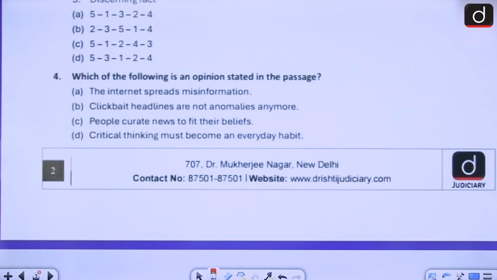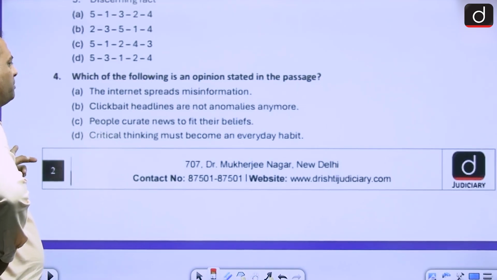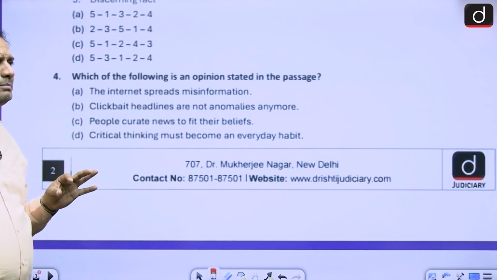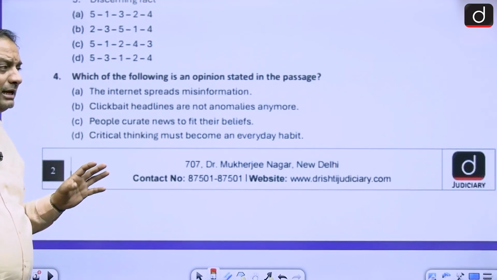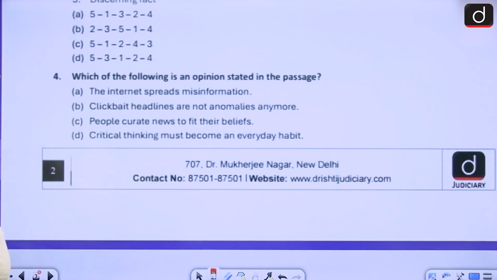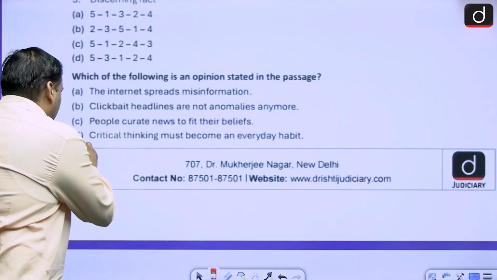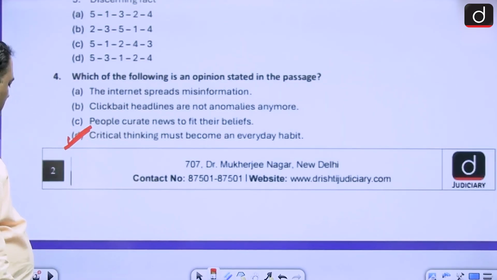Which of the following is an opinion stated in the passage? What is the opinion given here? The internet spread misinformation. No, this is not the opinion. Clickbait headlines, जो dubious होती हैं, जो सही भी है गलत है पता नहीं, लेकिन वो ऐसी होती है उनको लोग क्लिक करते ही करते हैं, है ना? So clickbait headlines are not anomalies anymore. People curate news to fit their beliefs. Critical thinking must become an everyday habit. वो एक सजेस्ट कर रहा है कि आपको क्या करना चाहिए, क्रिटिकल थिंकिंग लानी चाहिए. So this is the opinion, यही ओपिनियन दी गई है.